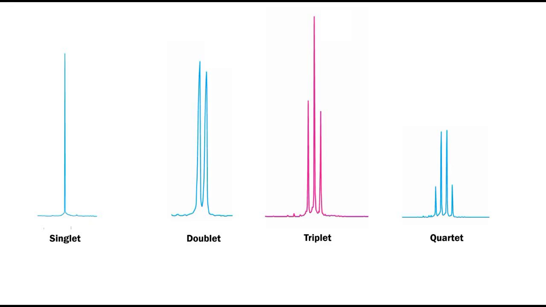Next, there's spin-spin coupling, which describes how protons interact with each other. This interaction creates splitting patterns, such as singlets, doublets, triplets, and more. Each splitting pattern tells us how many neighboring protons there are.